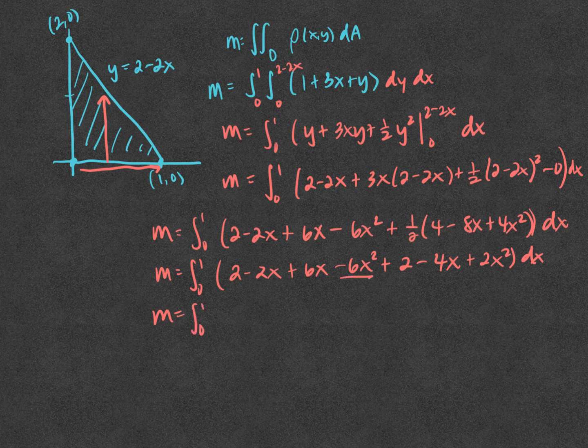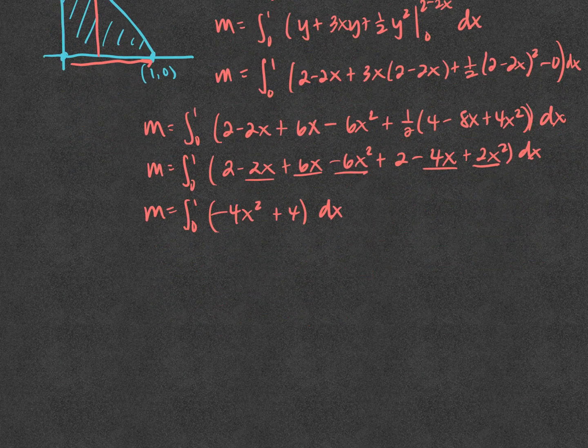So we have minus 6x squared plus 2x squared, which is minus 4x squared. And we have minus 2x plus 6x minus 4x. Those cancel, and 2 plus 2 is 4. And now we can integrate with respect to x. We could pull that 4 out, but there's no need. So I'm just going to go ahead and integrate.